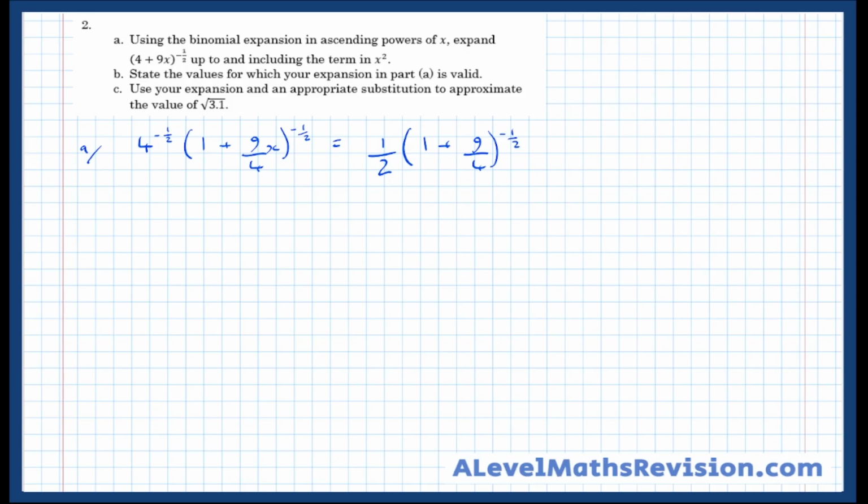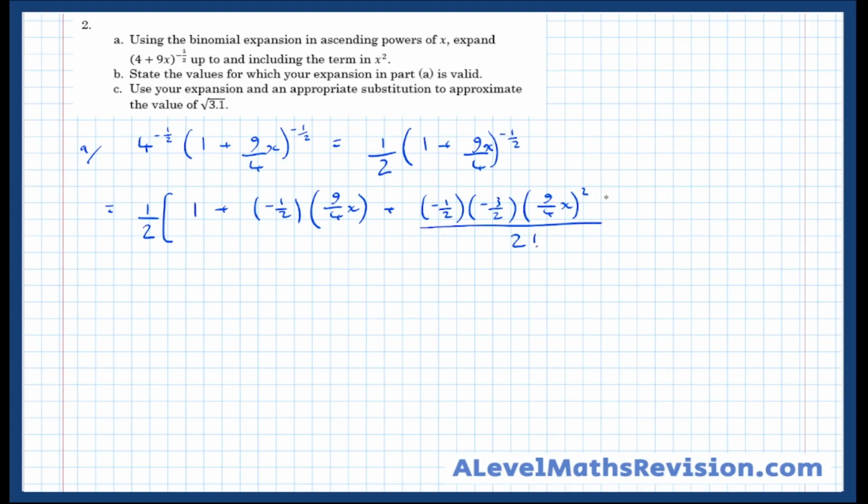And we only have to expand up to and including x squared. So let's do that. Let's expand it. Equals a half of, then we've got 1 plus n, forgot to write the x there, do that now. So 1 plus n, then the x term, 9/4 x, plus n minus 1, x term squared over 2 factorial, and that's where we can stop. That's as far as the question required us to go.